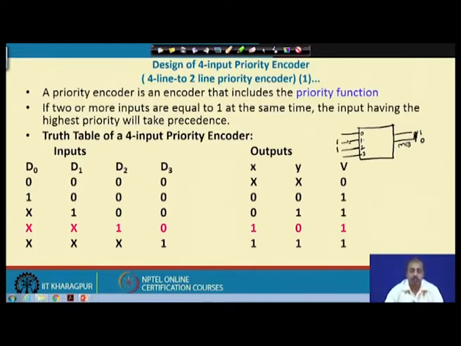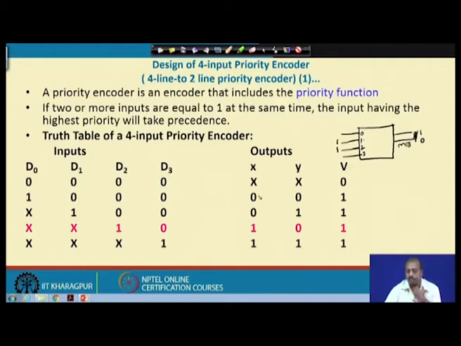A priority encoder is an encoder that includes the priority function. If two or more inputs are equal to 1 at the same time, the input having the highest priority will take precedence. So, it may be like this, see here. If all the inputs are 0, then this truth table.